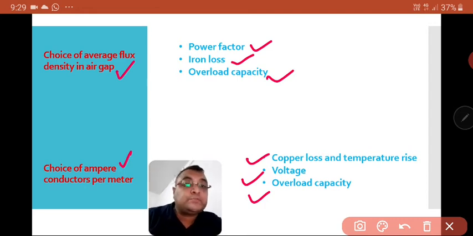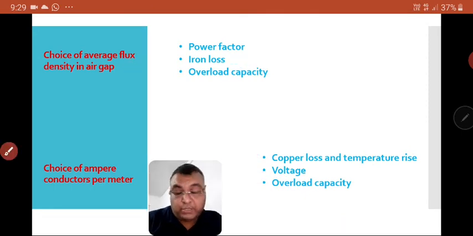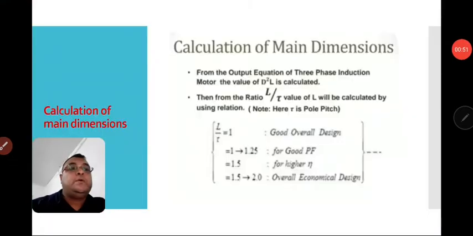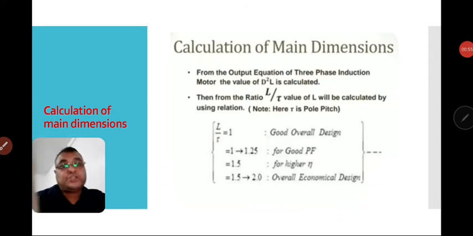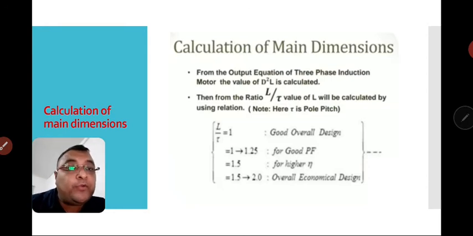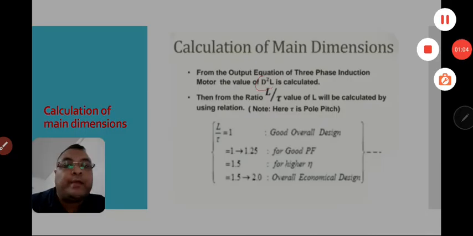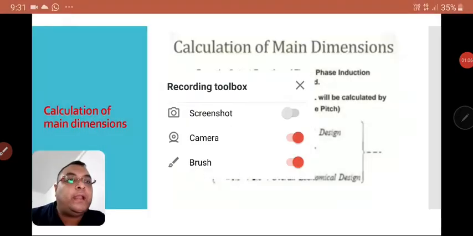So those parameters we have to keep in mind when we design the three phase induction motor and when we calculate the output equation of the three phase induction motor. Okay, so from the output equation we calculate the value of D square L.